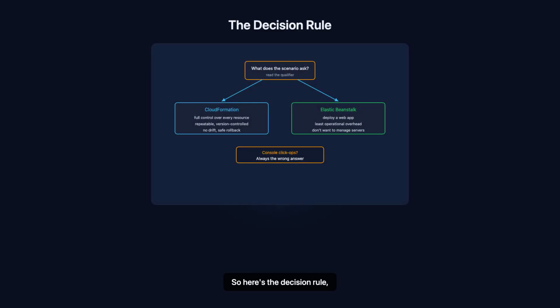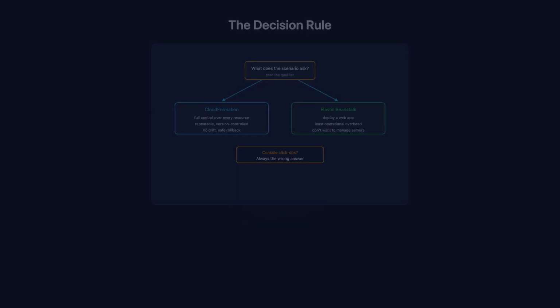So here's the decision rule, and it comes down to reading the qualifier. If the scenario wants full control over every resource, defined as version-controlled code with no drift and safe rollbacks, that's CloudFormation. If the scenario wants to deploy a web app with the least operational overhead from a team that doesn't want to manage servers, that's Elastic Beanstalk. And notice the third box. Any answer that involves clicking through the console to build the environment is always the wrong choice.